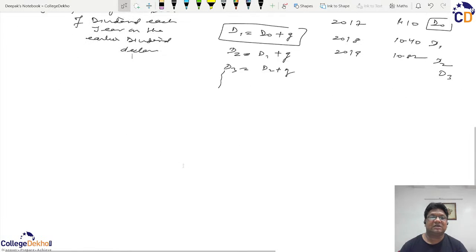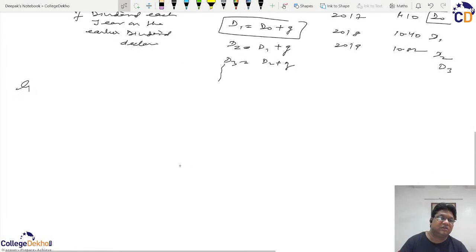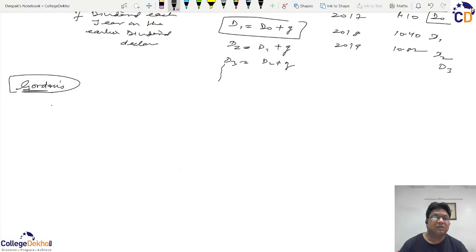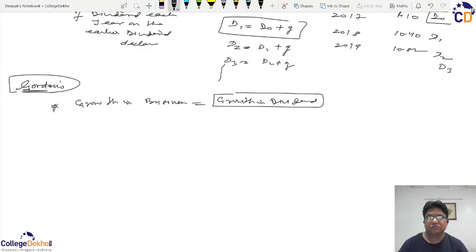So why was this discussed? When Gordon created his concept, he believed that there will always be a growth in the business, and the growth in business will be compensated by the growth in dividend, and hence the company will pass their increase in profitability to the shareholders at a fixed predetermined growth rate.